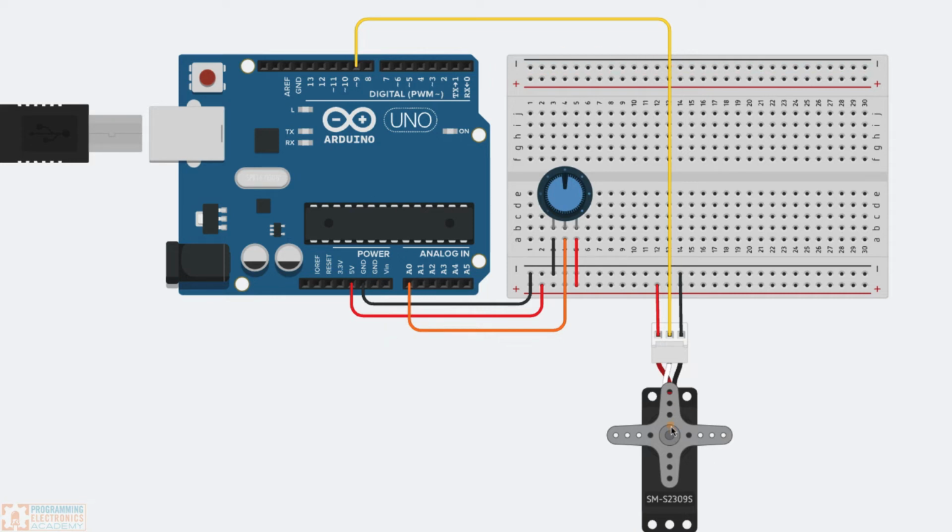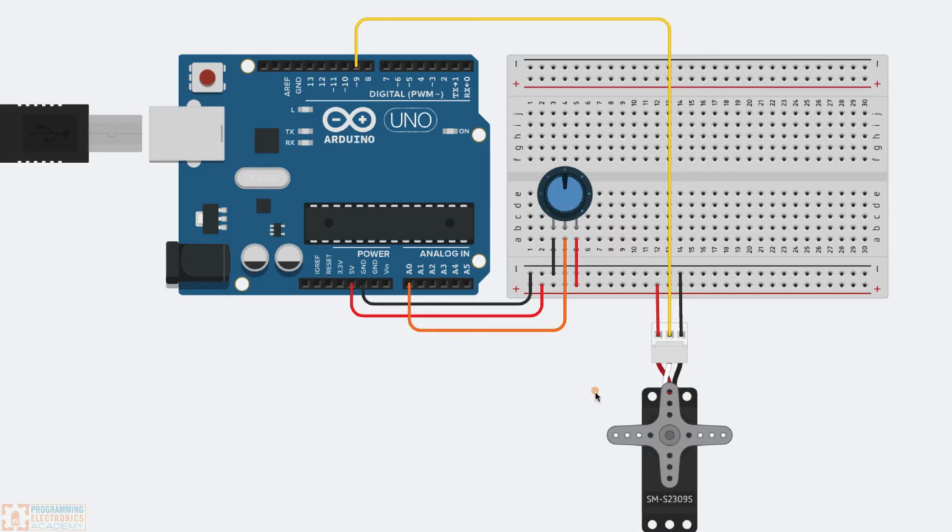So here's our servo motor. It's connected to power and ground on this breadboard, which is then connected to the Arduino. And then we have a potentiometer. The middle pin is connected to pin A0. And then we've got the outside pins of the potentiometer, one hooked to ground and one hooked to power.